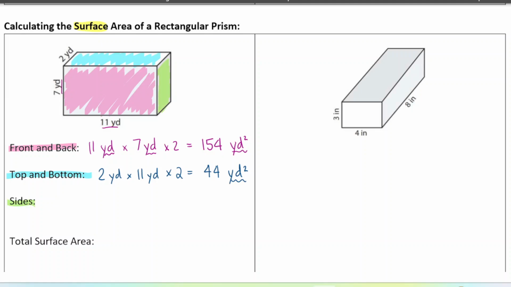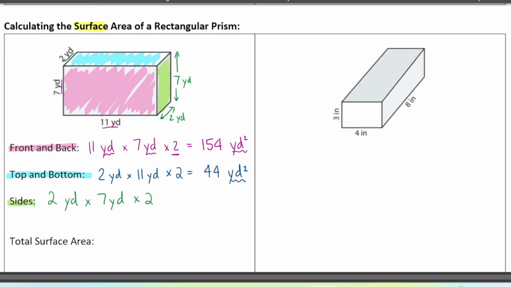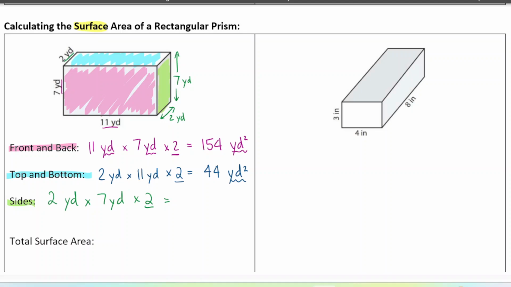And then my last one is the sides. So the sides here, if we look at the length and the width, this length is going to be 2. It's the same as this. And this height is going to be 7. So it's going to be 2 yards times 7 yards. And there's 2 sides. There's a left and a right side, so times 2. So altogether, I've added 6 rectangles together. Front and back, top and bottom, and sides. So for sides, I get 14 times 2, which is 28 yards squared. So this is the area of all the rectangles.